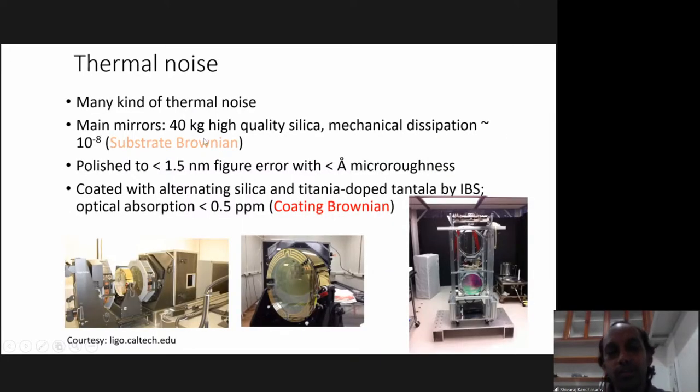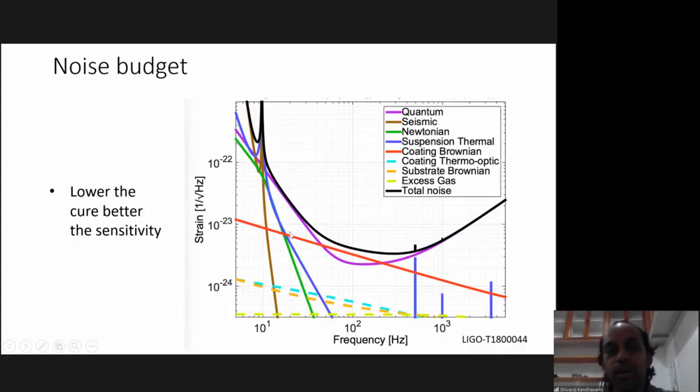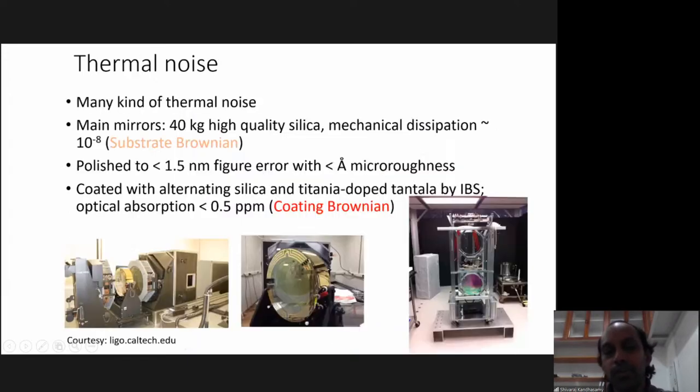This is one of the noise sources, thermal noise. This comes from the small Brownian motion of the particles on the surface of the mirror. This can significantly affect the measurement. If you look at this picture, the Brownian noise is close to the interferometer sensitivity around 100 hertz. So we are basically limited by this thermal noise at around 100 hertz. One of the things people are doing in the next generation detectors is to reduce this thermal noise so that we can go below that curve.